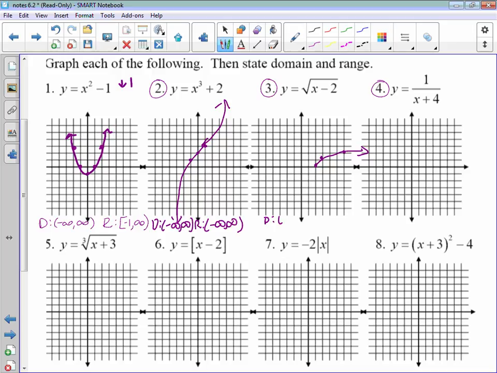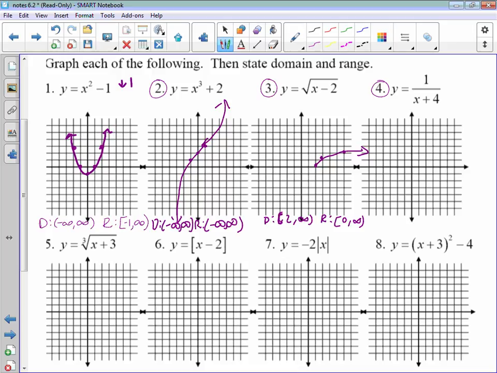So, Miss Lake, for number 4, is the +4 in parentheses? Okay. So left 4. Do you have to move that? All left over 4.